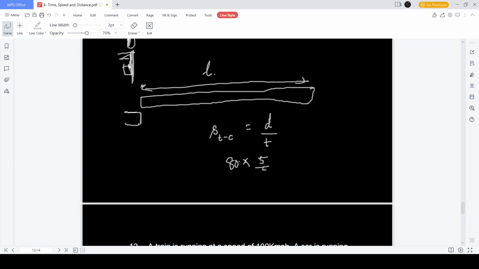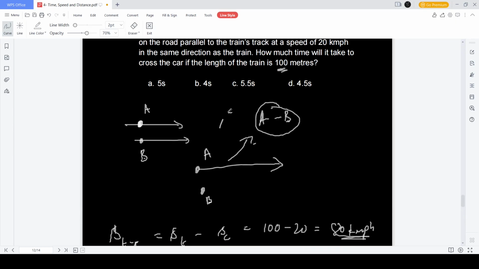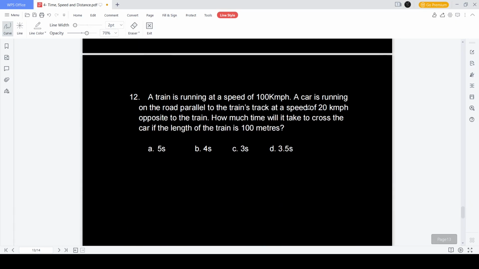To convert it, we multiply by 5 by 18, which is equal to 100 meter by time in seconds, okay. So here we can simplify, t will be 9 by 2, which is 4.5 seconds. Okay, so the train will pass the car in four and a half seconds. Okay, it passes the car in 4.5 seconds. Next question.